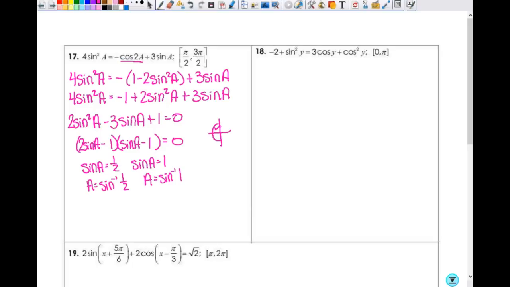And so the sine inverse of 1/2 is going to be a pi over 6 angle. In the second quadrant, I would make it 5 pi over 6. And then the sine inverse of 1 is pi halves. So in the end, my two answers are pi halves and 5 pi over 6.